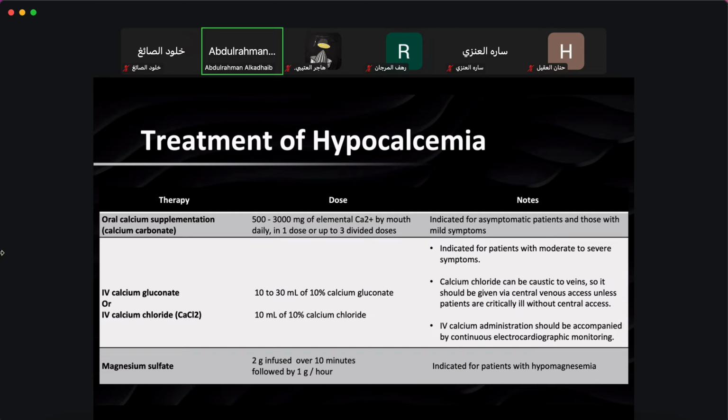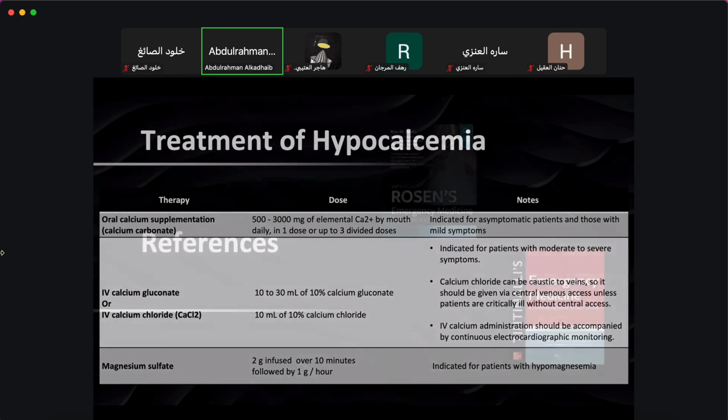One last point about magnesium replacement. It should always be considered in patients with both hypomagnesemia and hypocalcemia, because magnesium helps with the replacement of calcium and with regulating the calcium level in the body. So that's it for the electrolyte disorders.